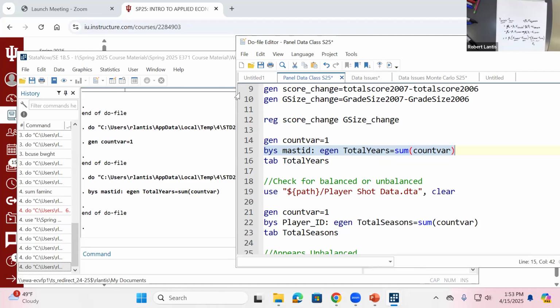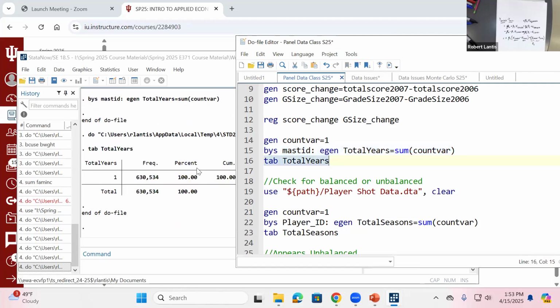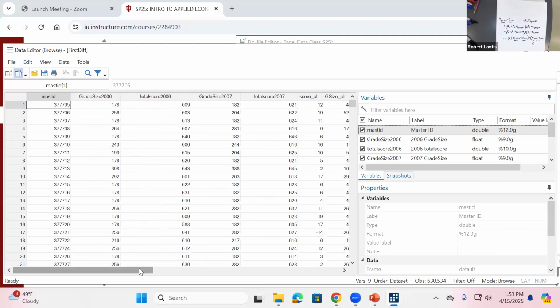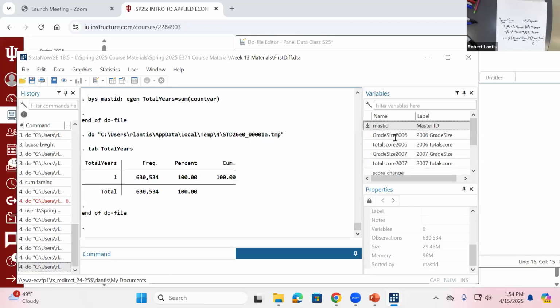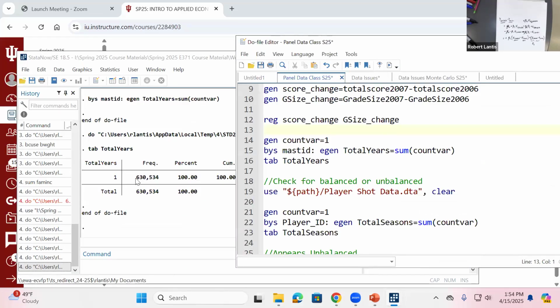Now, we only have 2 years, so the highest it could be is 2, the lowest it could be is 1. It can't be 0, because if it was 0, they wouldn't be in my data, right? I wouldn't have a master ID for them. So I'm then going to just use the tab to see, okay, what did I do wrong? By sort master ID. Oh, why is this 1 for everyone here?